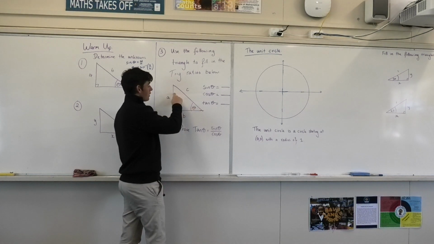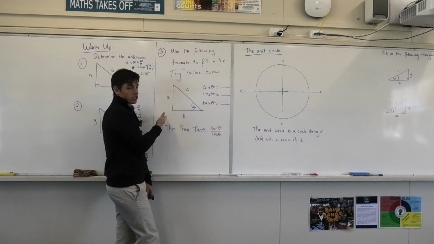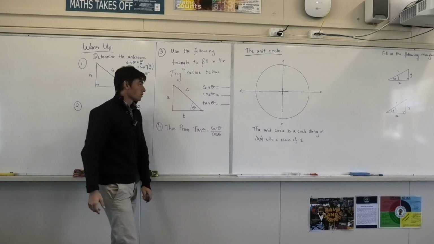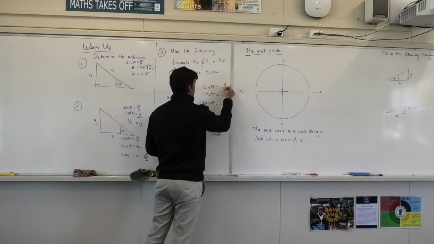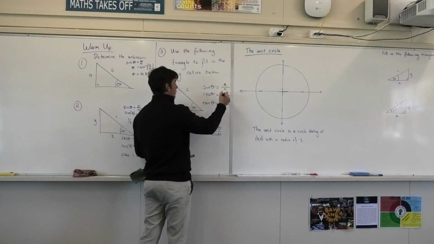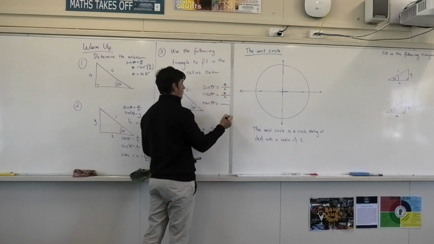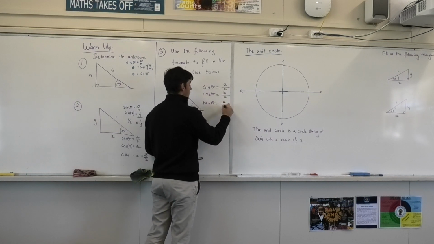Because if it was this side, this angle here, what's my opposite? Is it A or is it B? In this case though, what's the opposite? A. So sin theta equals A over C. Cos theta equals B over C. And tan theta equals A over B.